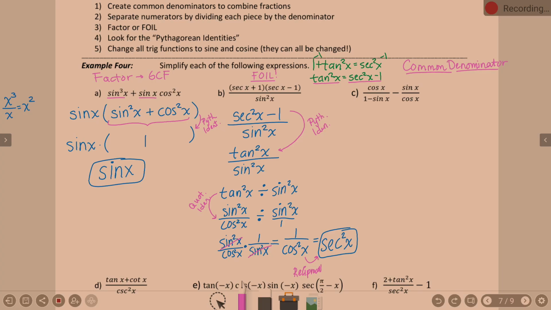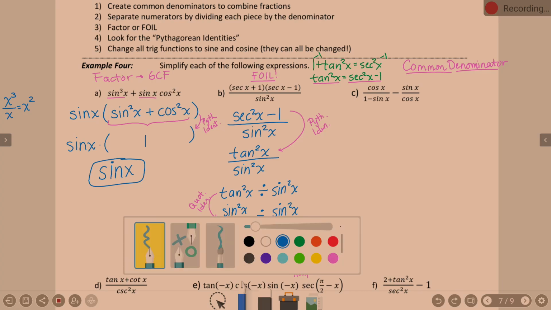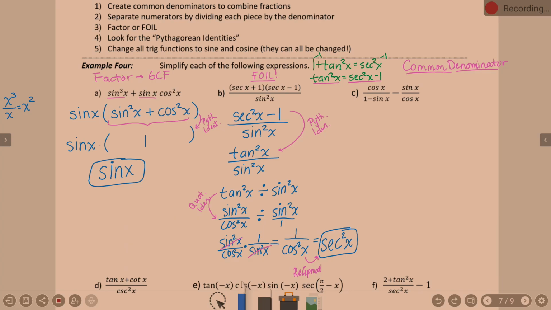Now, with that in mind, that means both fractions are going to have the denominator of cosine x times 1 minus sine x. Minus, my second fraction is also going to have cosine x times 1 minus sine x. Okay?